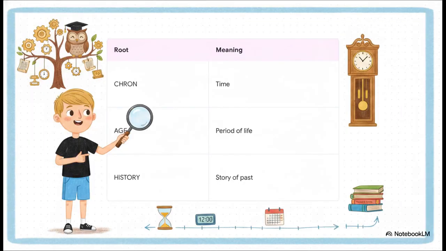To round this out, keep this essential memory cue in your back pocket. Chron means time, but other roots can mean similar yet distinct things, like age, which refers to a specific period of life, or history, which is the actual story of the past. Chron is just the raw, unedited progression of seconds and minutes that underpin the both.